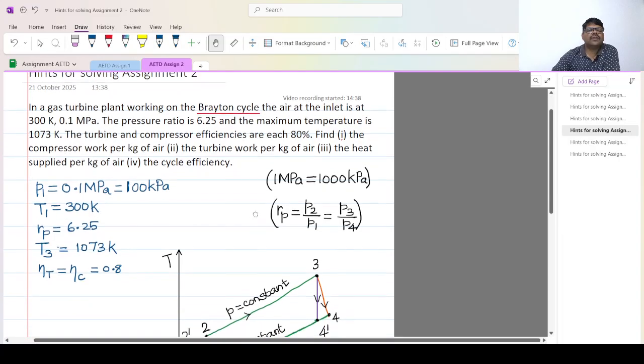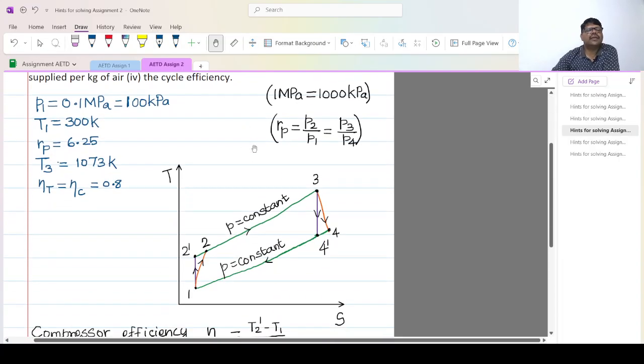And additional information regarding the Brayton cycle is given here, pressure ratio, we use the term pressure ratio. Here it is given as 6.25. Normally, we define the pressure ratio as P2 upon P1 or P3 upon P4. That is the ratio of pressures in the process 1 to 2, and the ratio of pressures in the process 3 to 4.